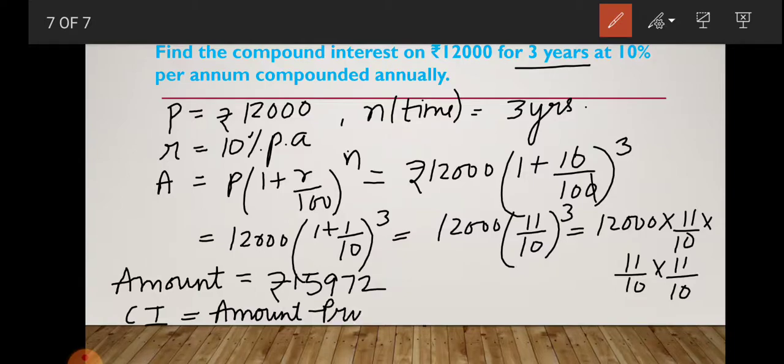So compound interest is equal to amount minus principal. Amount is rupees 15,972 minus principal is rupees 12,000. So compound interest is rupees 3,972. So the compound interest on rupees 12,000 for 3 years at 10% per annum is rupees 3,972.